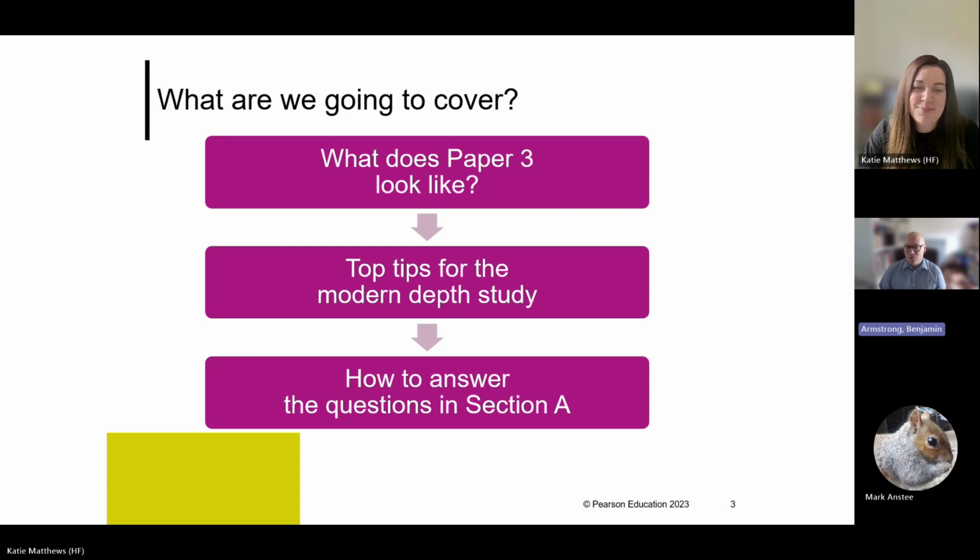In this video, we'll take a quick overlook of what paper 3 looks like. We'll also give you some top tips of how you can approach the modern depth study, and then we're going to focus our attention on section A of the paper. We'll look at section B in a follow-up video.